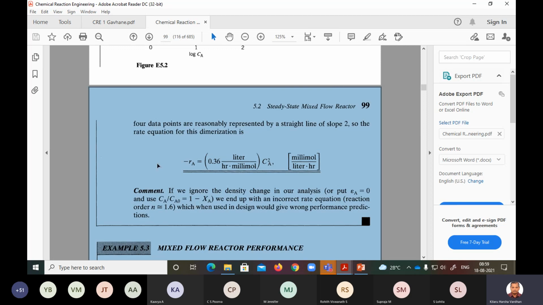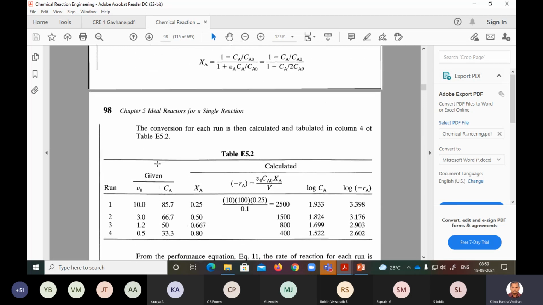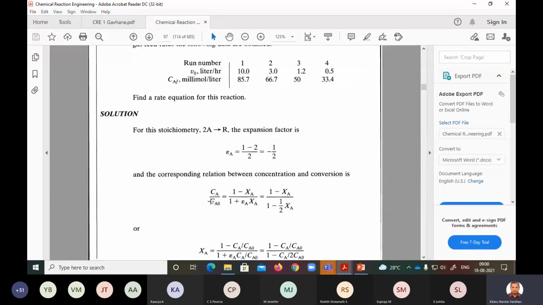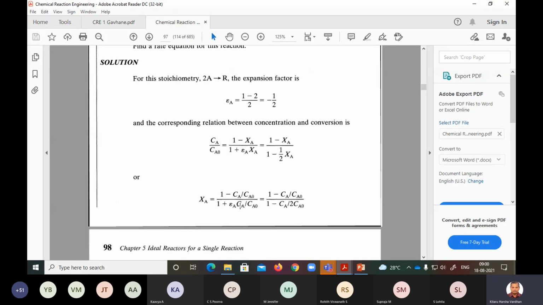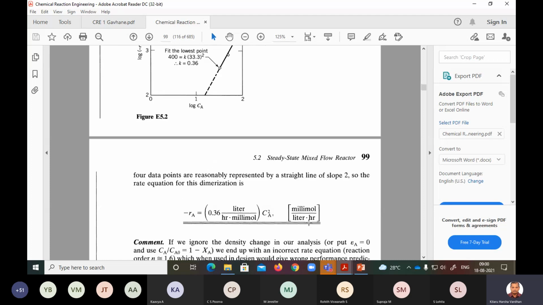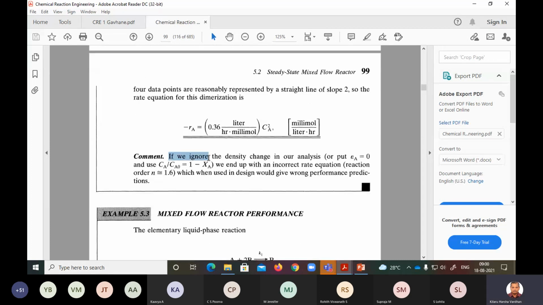One important thing here is that he never specified whether it is a liquid phase reaction, that is, whether you have to consider the expansion factor or not. If you assume there is no expansion factor and take CA by CA naught as 1 minus XA, and XA as 1 minus CA by CA naught, and try to do it, you get a different result. That is what he is showing here. If we ignore the density change in our analysis, if you put epsilon A as 0, then CA by CA naught is 1 minus XA, and we end up with the incorrect rate expression.